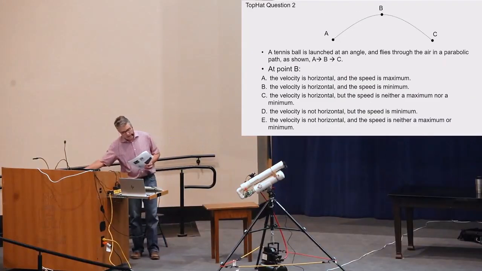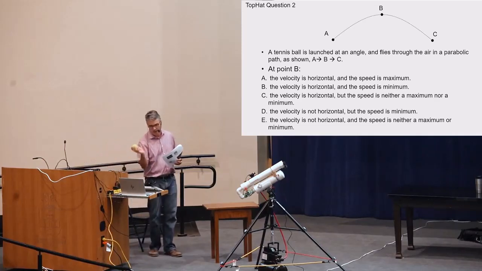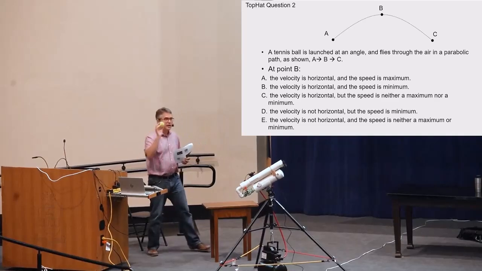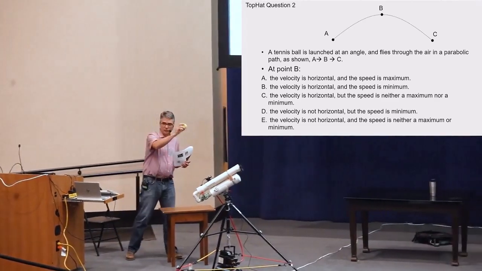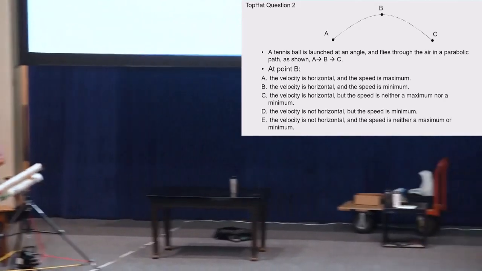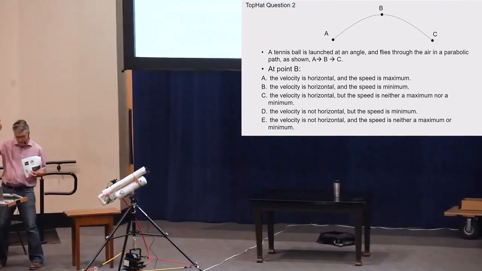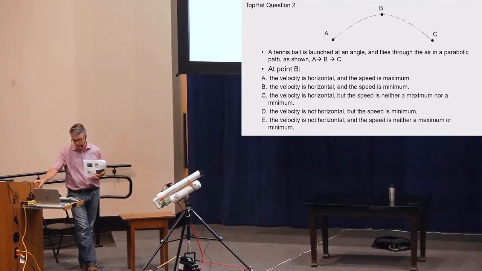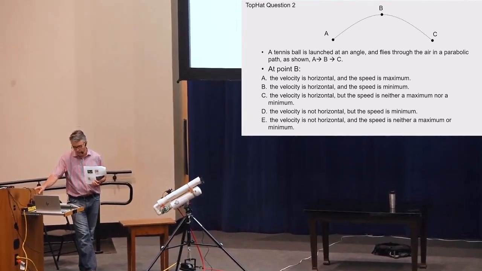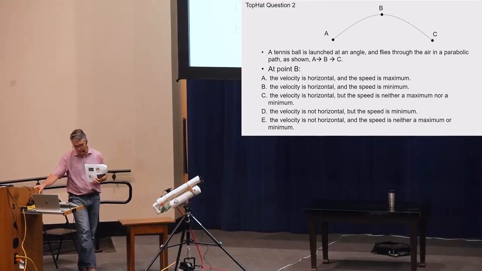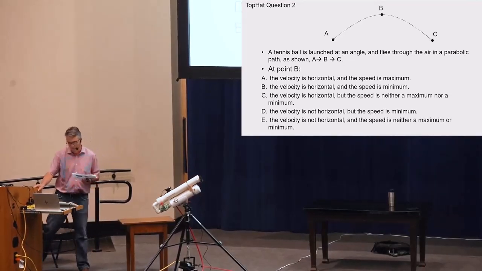So a tennis ball is launched at an angle. It flies through the air in a parabolic path, A, B, C. So A is just after I let it go, and C is just before it reaches that same height again. So it's like A, B, and then C. At point B, is it that the velocity is horizontal and the speed is maximum? The velocity is horizontal, the speed is minimum. The velocity is horizontal, but the speed is neither maximum nor minimum. Velocity is not horizontal, but the speed is minimum. Or E, the velocity is not horizontal and the speed is neither maximum nor minimum.